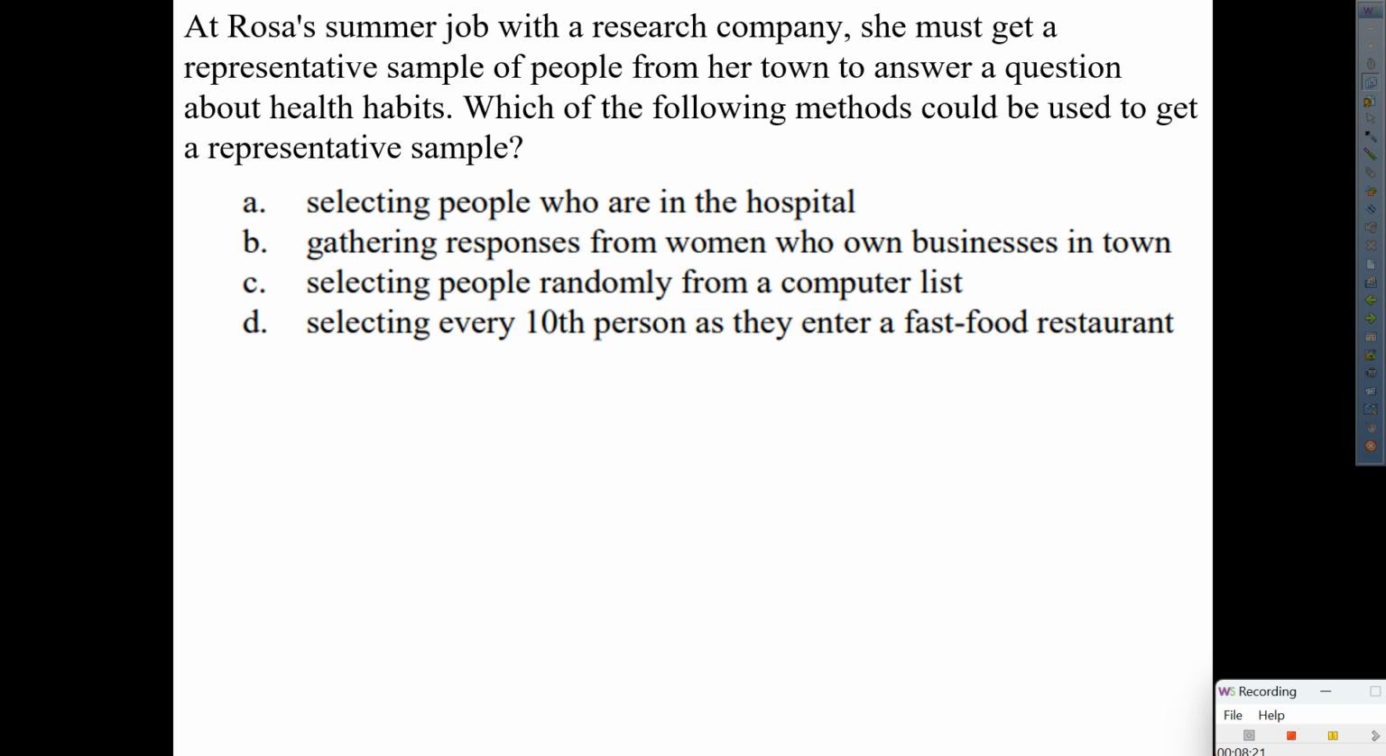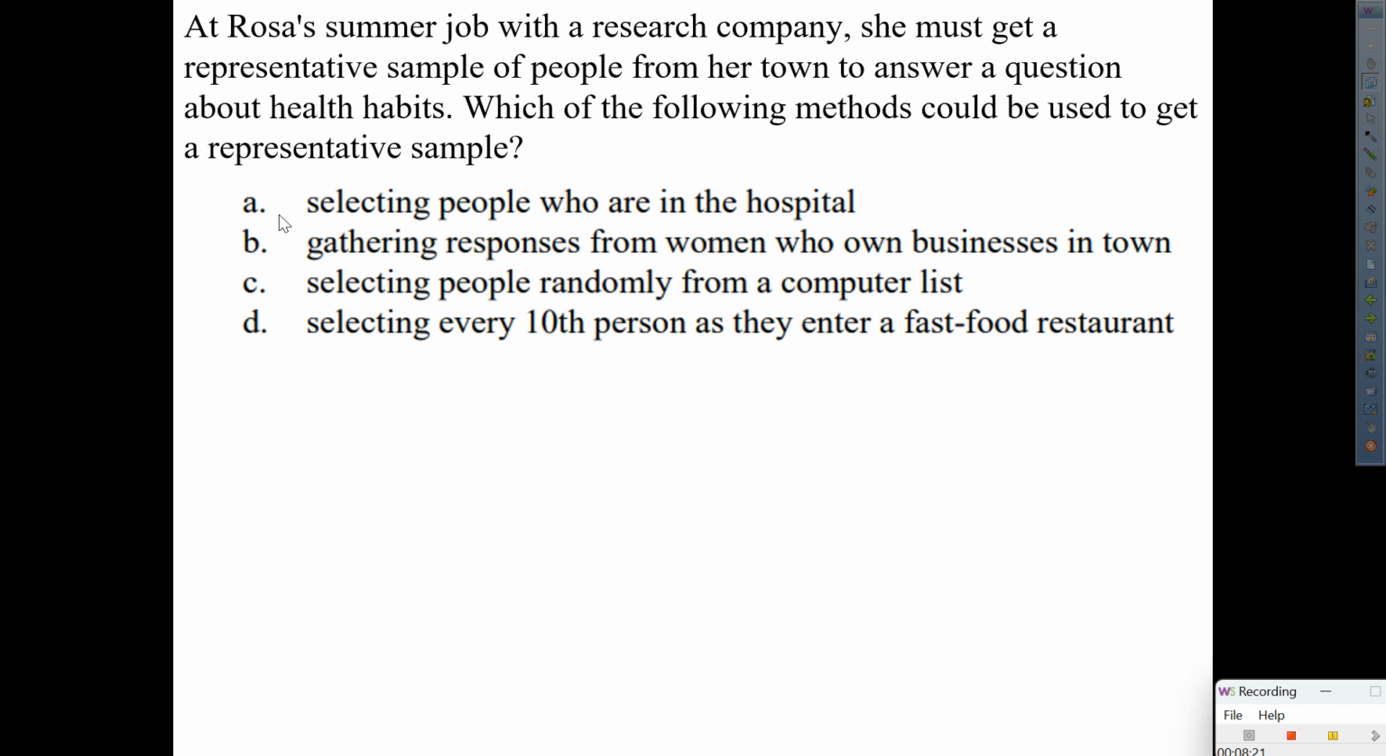At Rosa's summer job with a research company, she must get a representative sample of people for her town to answer a question about health habits. Think about this one. Make sure you're thinking it through as you're reading through these problems, because I can assure you this first portion is what's going to be challenging for some of you. Once again, Rosa, at her summer job with a research company, must represent a sample of people of her town answering questions of health habits.